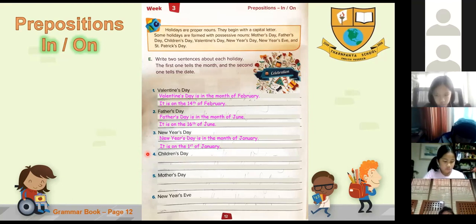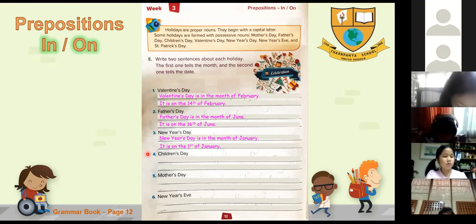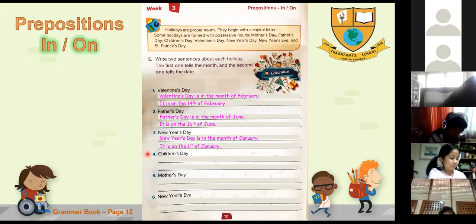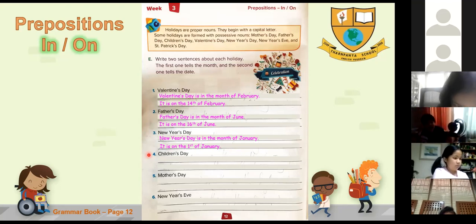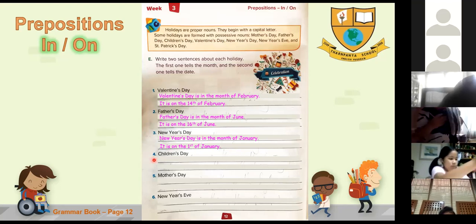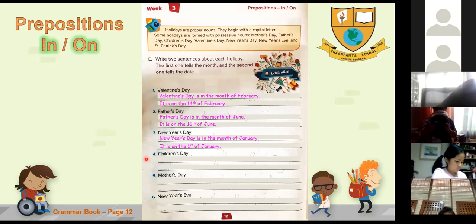How can we write a sentence for Children's Day? It happens in January as well. How do we write a sentence for Children's Day? Children's Day is in the month of January. All right, Children's Day is in the month of January. Again, same structure. We have the name of the holiday.